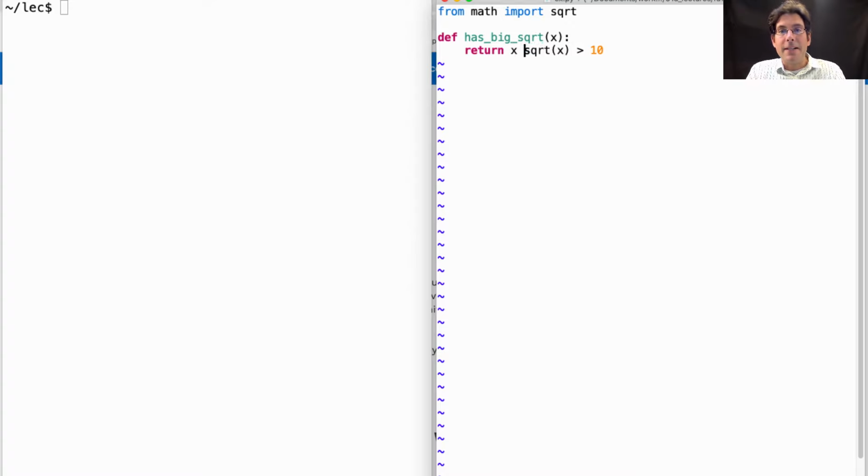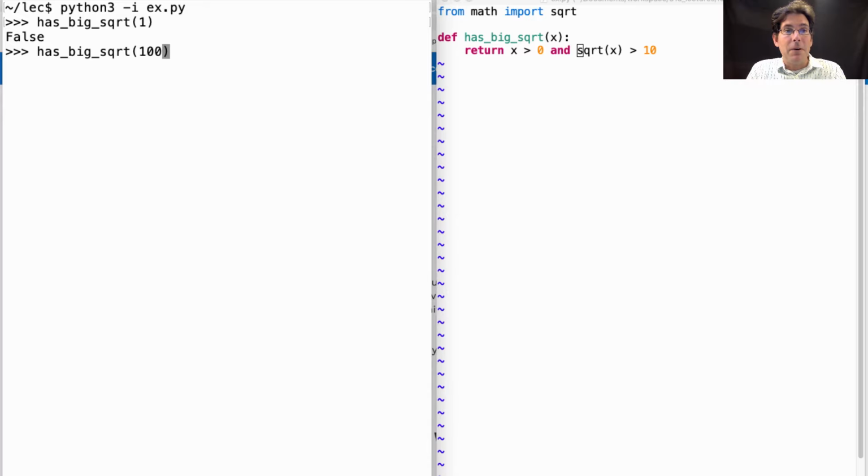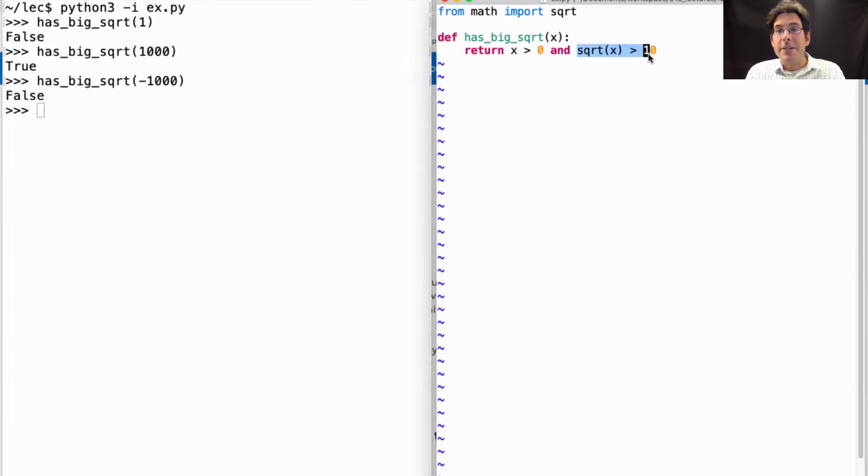I just want to know whether the real part of the square root of x is big. I could write x is greater than 0 and square root of x is greater than 10. When I run this code, has big square root tells me that 1 does not, 1,000 does, and negative 1,000 does not, because its real part of its square root is 0, and the important part is that this didn't crash, even though I have an expression whose sub-expression takes the square root of a negative number. This never gets evaluated because of the way AND works. Once it's figured out that x is not bigger than 0, it's done evaluating the whole AND expression.